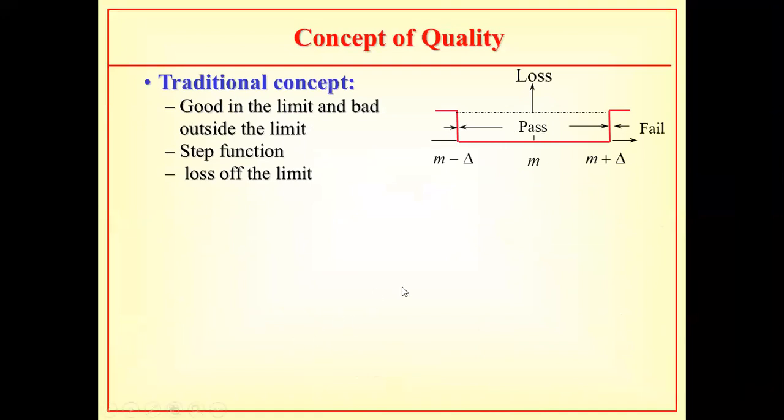That is the concept of quality Taguchi mentioned. I already explained in the previous slide. That is actually the traditional concept. We all know, I already explained that if the customer is asking for target 50, 48 to 52, so if your product is between these 48 to 52, your product passes, otherwise it fails. That is the traditional concept.